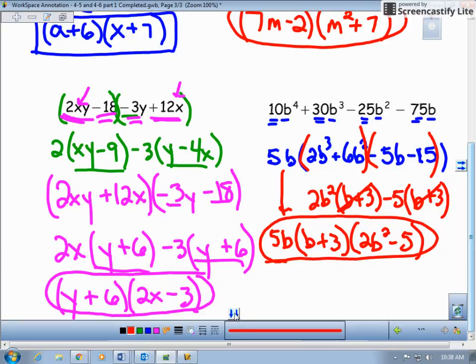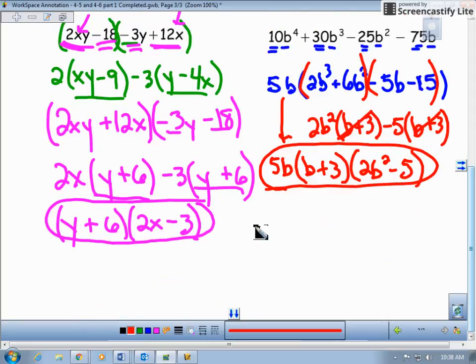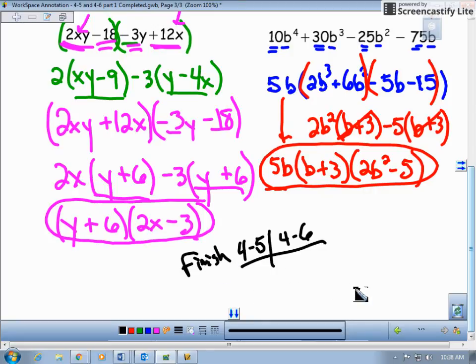Okay, guys, you should be able now to finish your 4-5 to 4-6 worksheet. Okay, so all of those should be able to be done now. And that's what you can work on for the rest of this period.